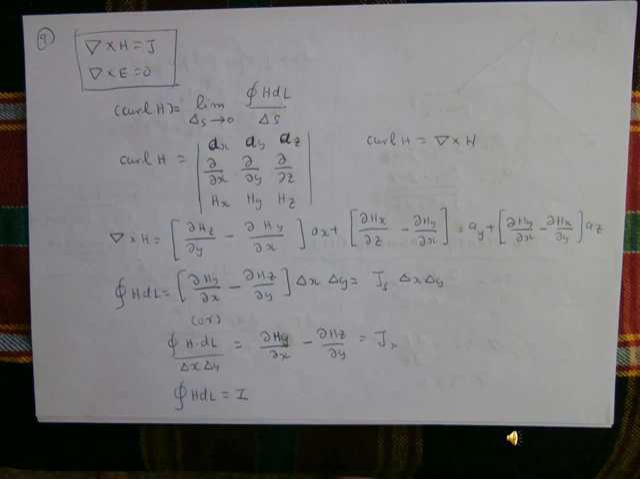So we have our equations: the curl of H equals J, H is the magnetizing force, and J is the current density. Now we have the divergence and the cross product equal to 0 and E. Now the curl of H.